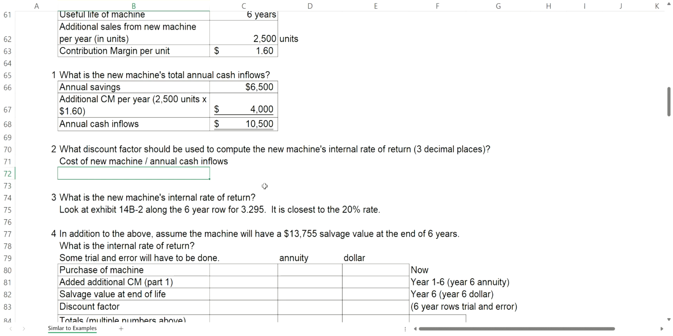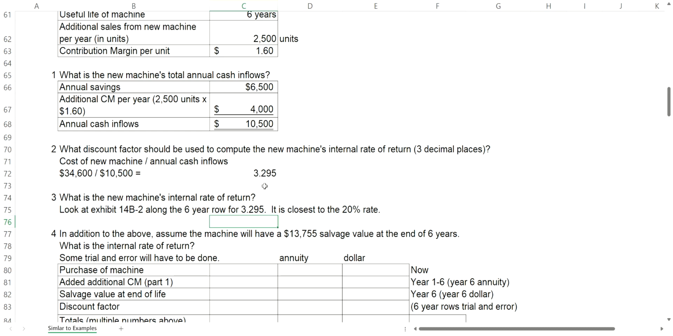So part 2 says, what discount factor should be used to compute the new machine's internal rate of return, taking it to 2 decimal places? Okay, I provided you with the formula here. You want to take the cost of the new machine, which is given at $34,600, and divide it by those additional cash inflows that we calculated in part 1, and that is $10,500. So when you divide, you get 3.295 when I take it to 3 decimal places. Now that will be our discount factor.